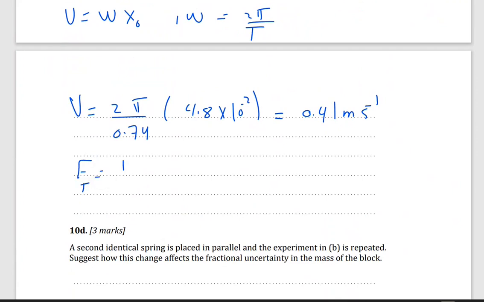Now the total energy, E total, equals half, the mass of the block, 0.39, times the velocity, 0.41, squared. And you should get 0.032 joule.